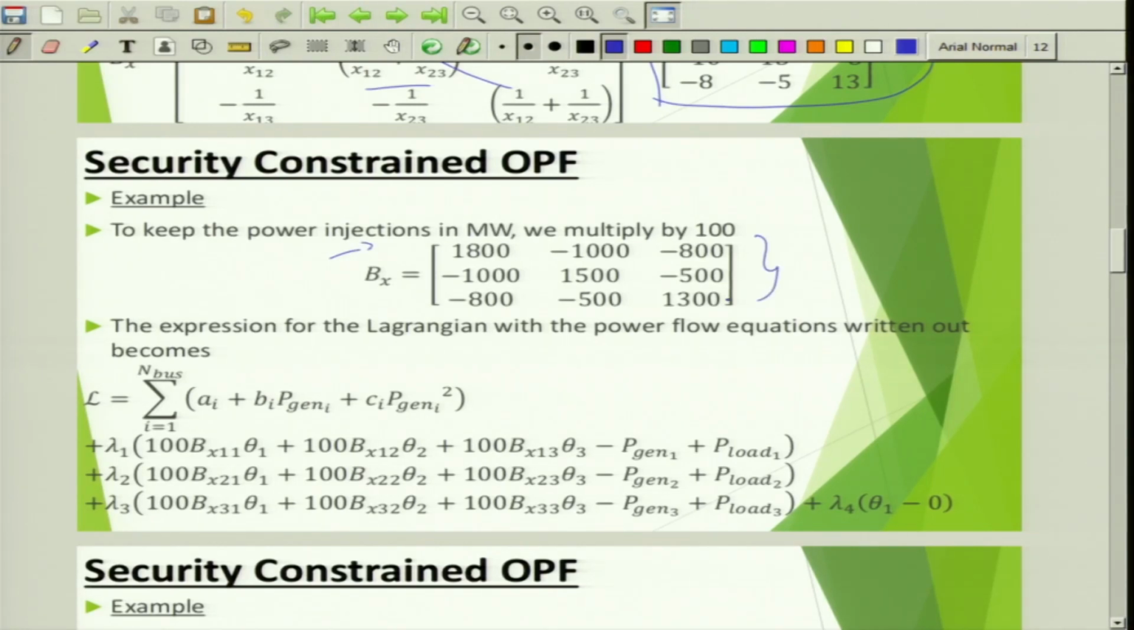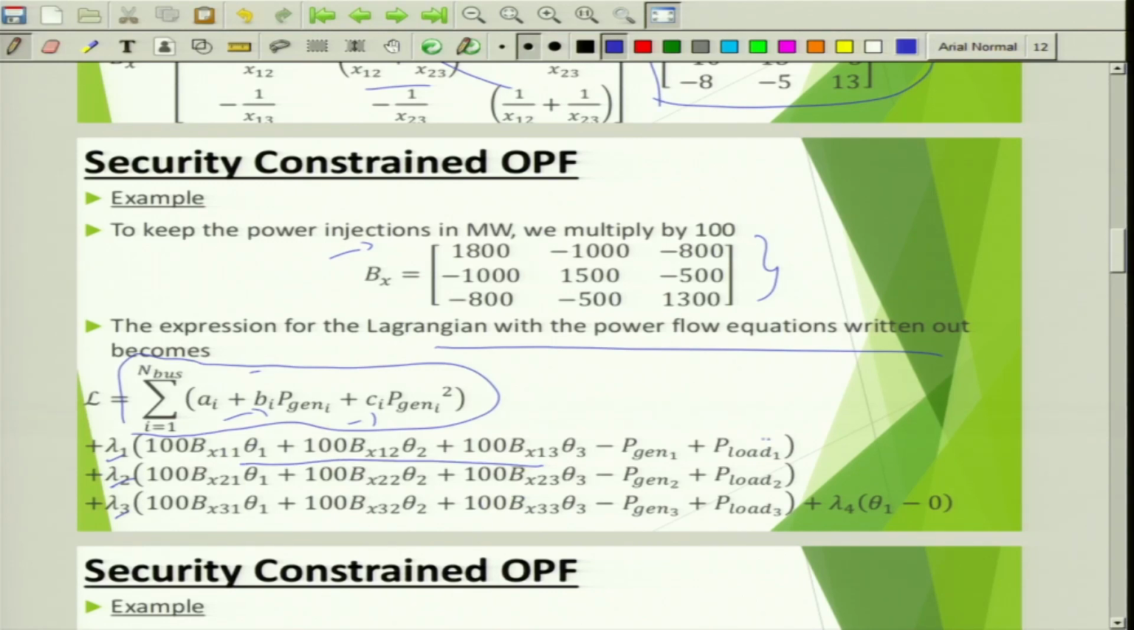Now the expression for the Lagrangian with the power flow equations written out becomes this. This is the Lagrangian function, this is the total fuel cost, A plus BP plus CP square, that needs to be minimized, plus there are certain constraints, lambda 1, lambda 2, lambda 3. So lambda 1 is for bus 1: the total power generation of generator 1 and the corresponding load at bus 1, the difference between them should be 0.